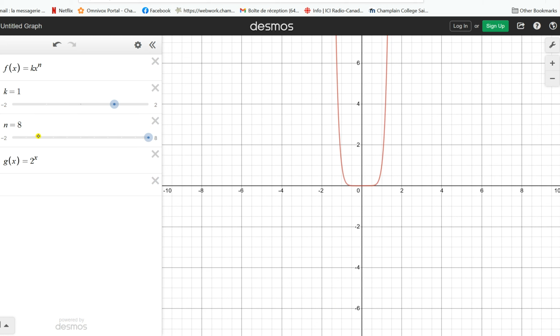So as you alternate between even and odd powers, you're going to alternate between some sort of V shape and some sort of S shape. Okay, so V shape again because n is 4, and S shape again because n is 5, and so on.